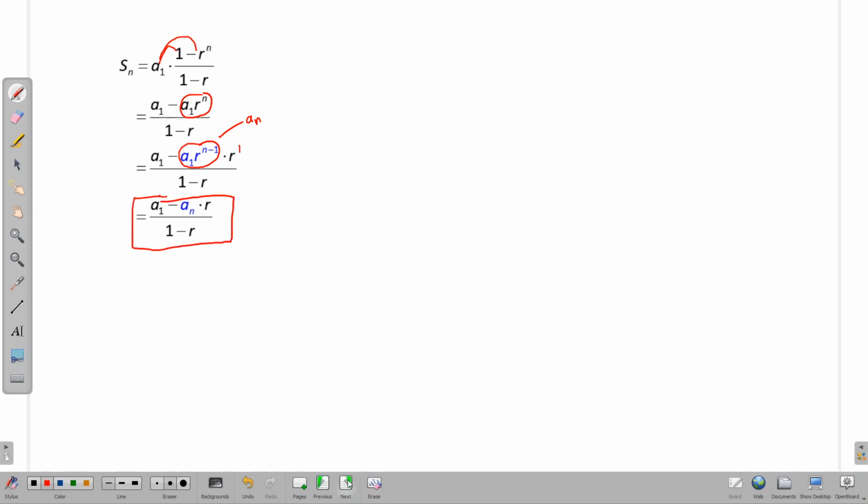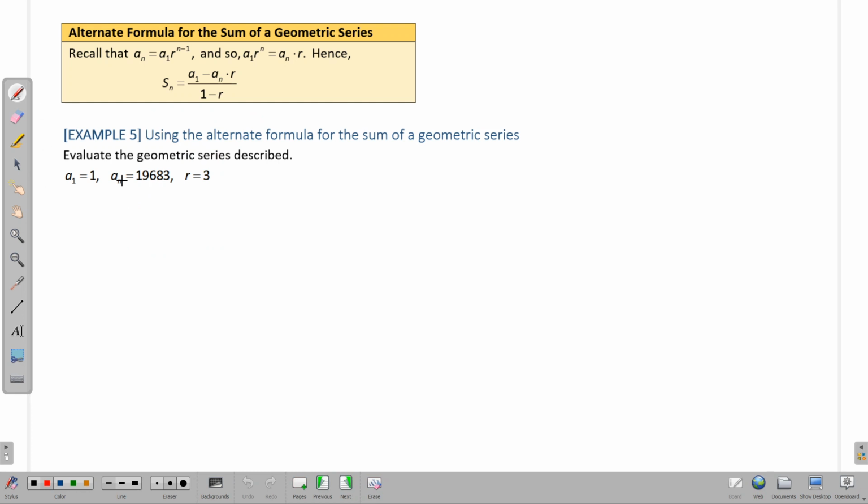So let's solve a similar problem to the previous one. It's basically the exact same setup. I've just changed the numbers here. We want to find the sum of the geometric series where the first term is 1, the last term is this, and the common ratio is 3.